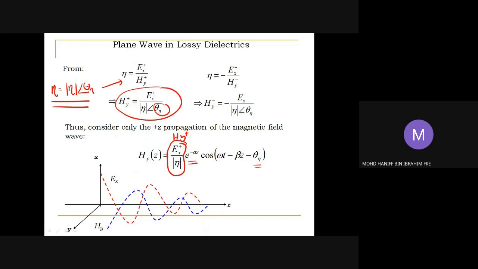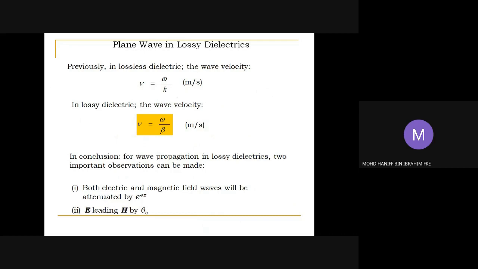This is the graph that represents the fields E and H, in which we can see that the E field will always lead the H field wave by the angle theta. Then finally, this will be the velocity. I think there should be no difference at all. V equals omega over K, where K equals omega divided by V. For the lossy medium, K is replaced by beta, so beta equals omega divided by V. The rest will be the same; we just change K to beta to find the velocity of the wave.